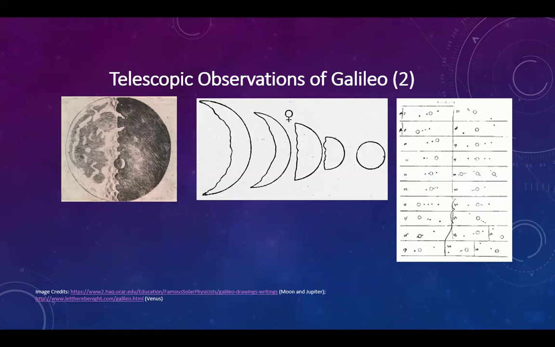So this is a sketch of the moon showing the surface with craters and mountains. These are the phases of Venus, and the way Venus changes size as it goes through its phases is also relevant here, because that corresponds with what you'd see if Venus was orbiting the sun, where when it is full, it is smaller and further away. And then here is an observation of the moons of Jupiter orbiting. And thus, the 4 moons that Galileo saw are referred to as the Galilean moons of Jupiter.